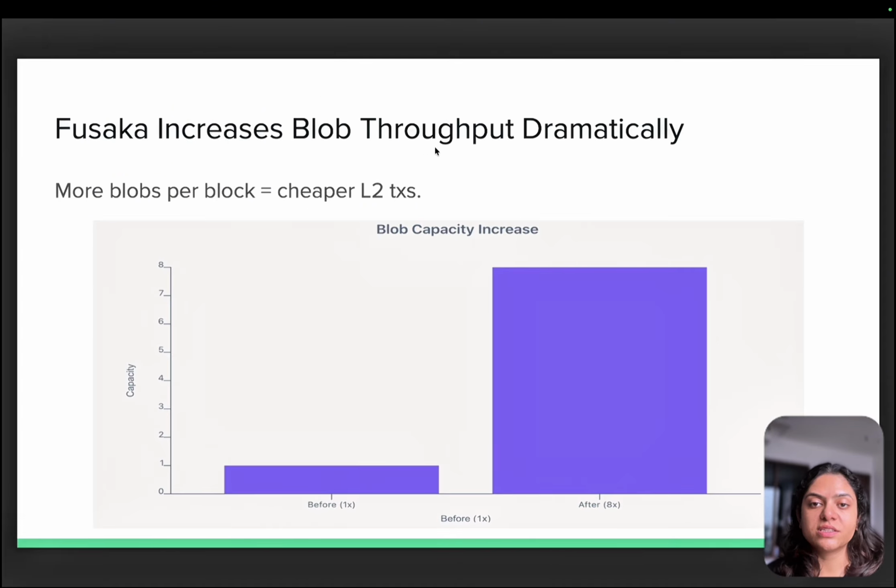Fusaka increases block throughput dramatically. This is simple but important: more blobs per block and cheaper L2 transactions. Before, there was this much transaction capacity, about 1%, and after Fusaka, it's 8 times bigger. The capacity is increasing very much. So no complicated explanations here: more DA space directly reduces the rollup cost.